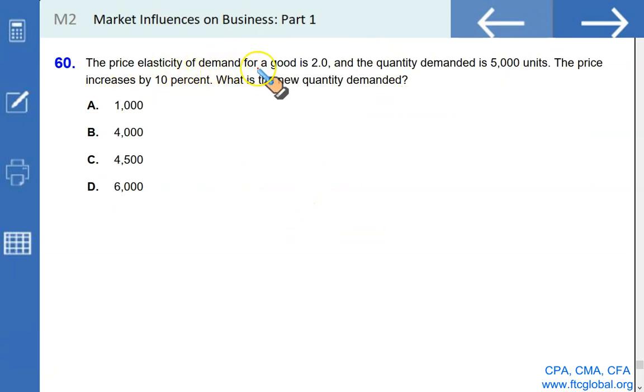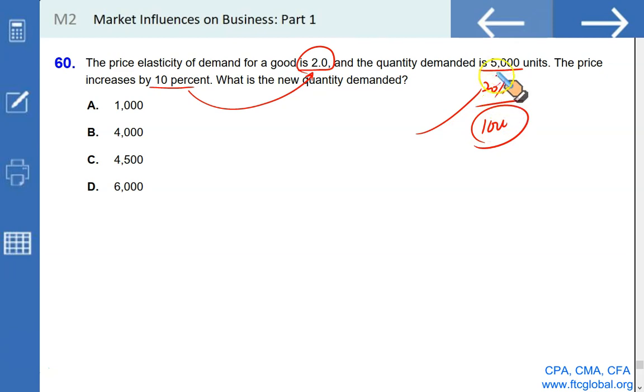The price elasticity of demand is 2.0 and the quantity demanded right now is 5,000. The price increases by 10%. The quantity demanded should fall by 20%. So 20% of 5,000 means 1,000. So quantity demanded now would be 5,000 less 1,000, which is 4,000. That makes B the correct option.